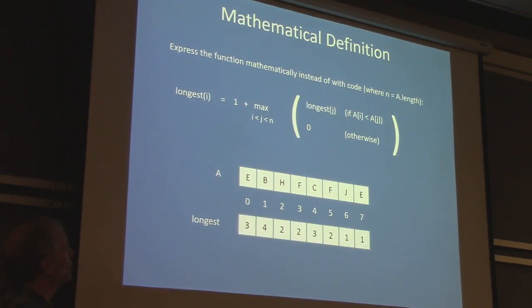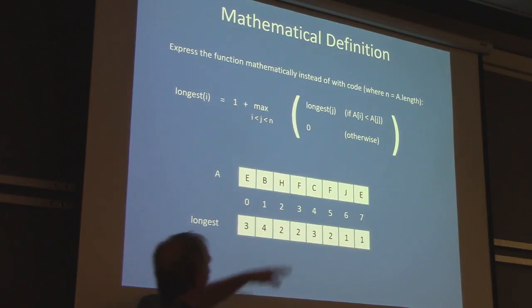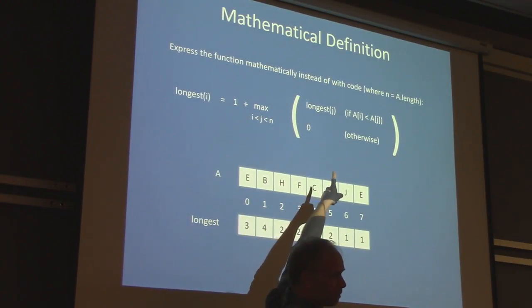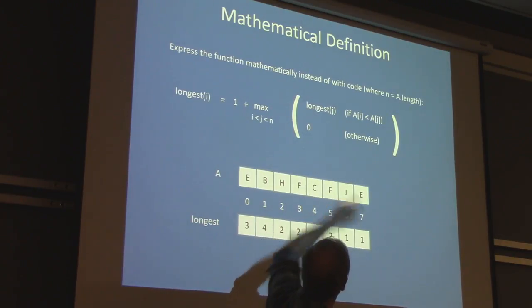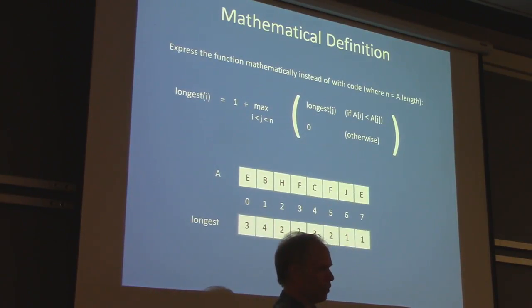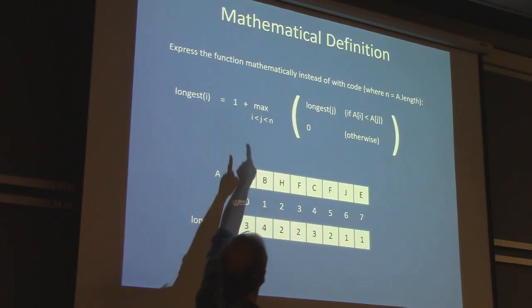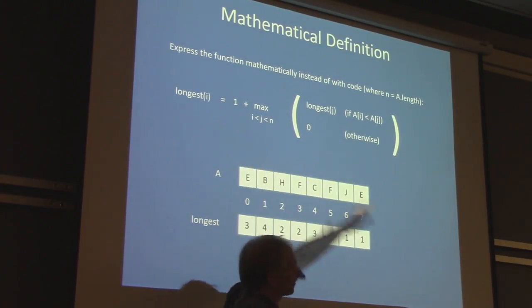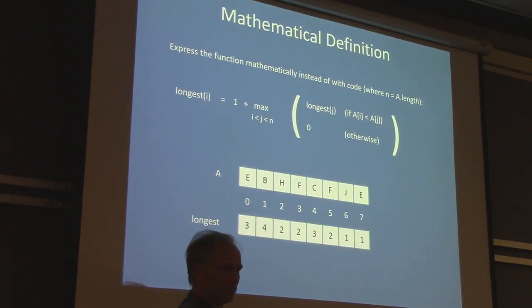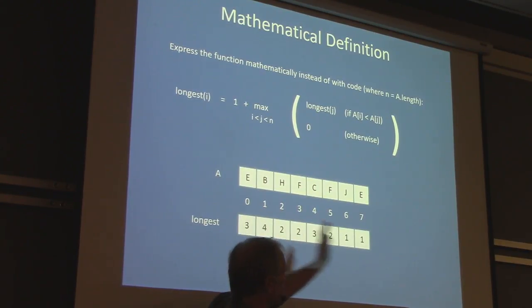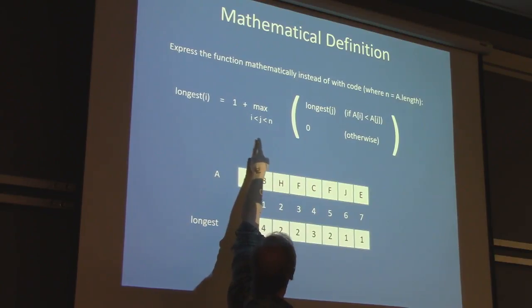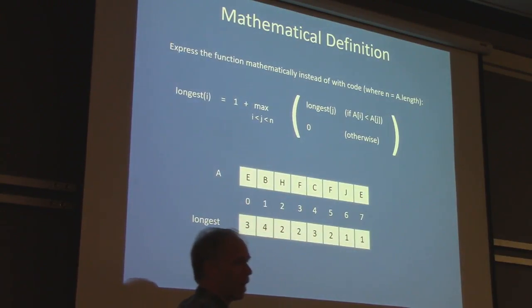What's that formula say? Yeah? In the parentheses, is that a piecewise function? Yes. Okay. So you can think of that as an if then else. The thing in parentheses, the value is going to be longest of j if a sub I is less than a sub j, and the value is going to be 0 otherwise. Right, so it's a piecewise function. So it's longest of I is 1 more than the max of some stuff. And the things that we look at, the stuff is characterized by this I less than j less than n.